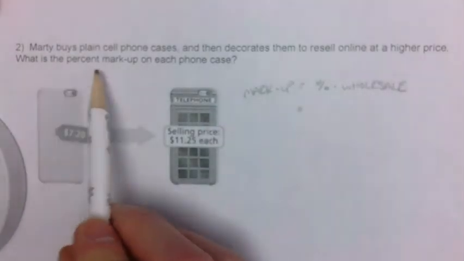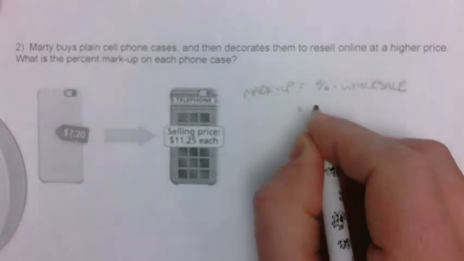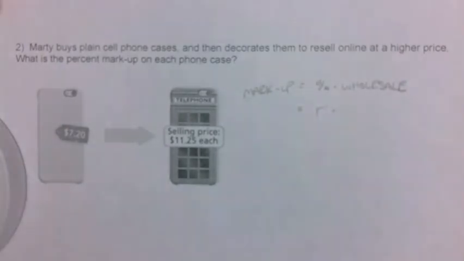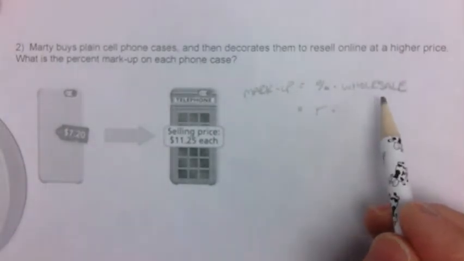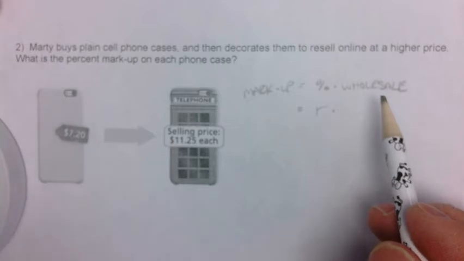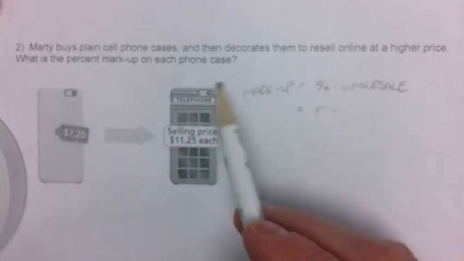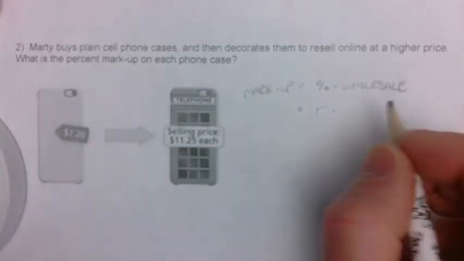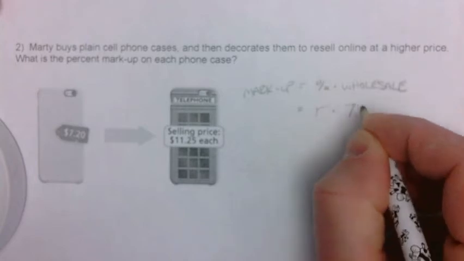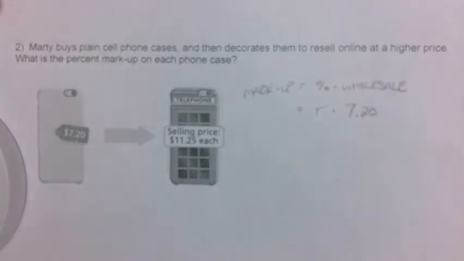They want to know what is the percent markup, so we'll use the variable R. And remember that the wholesale price is the price that the store paid. In this example, Marty is the store. Marty paid $7.20 for the phone cases. So $7.20 will be the wholesale price.